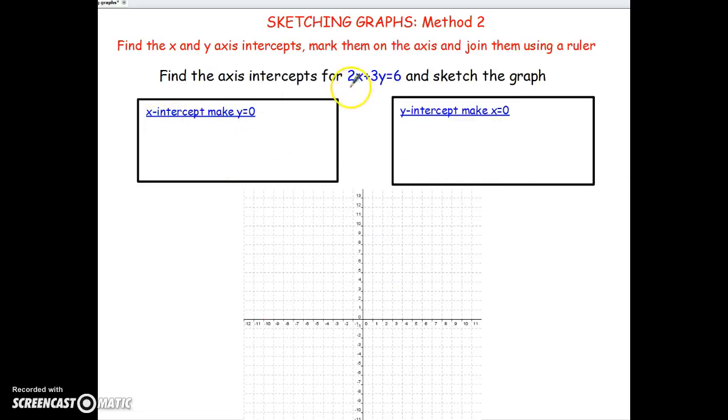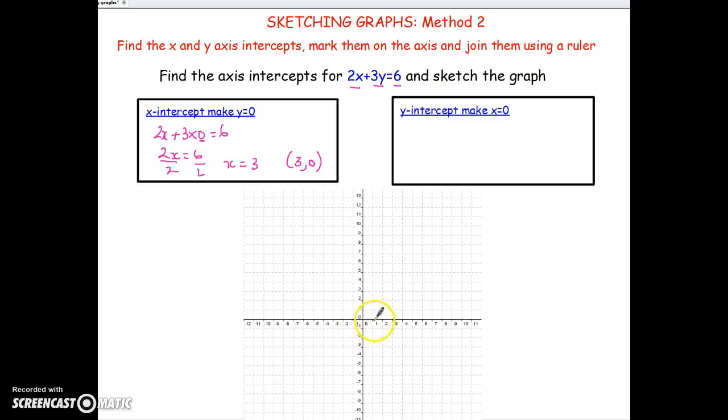So in our equation, 2x plus 3y equals 6. To find the x-intercept, make y equals 0. So I'm just going to write out that equation, but any time I see a y, I'm just going to write it as a 0. So 2x plus 3y, but 3 lots of 0. 3 lots of 0 is 0, so I have 2x equals 6. Doing the algebra, I know that x equals 3. So my x-intercept has a coordinate of 3, 0.